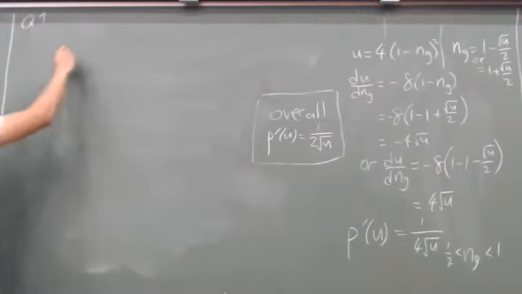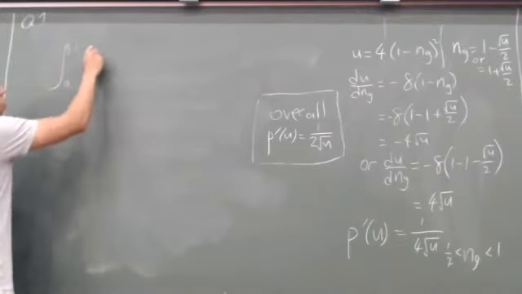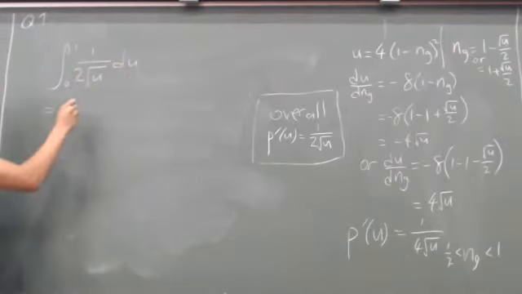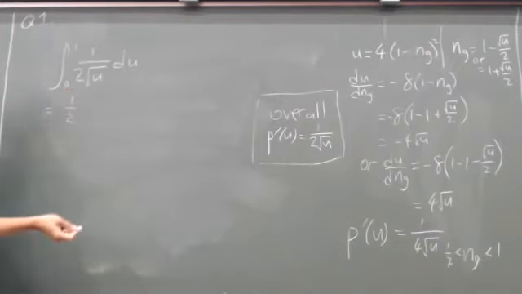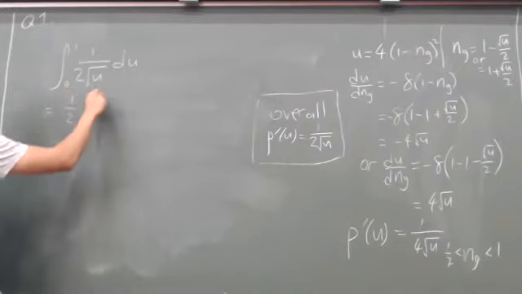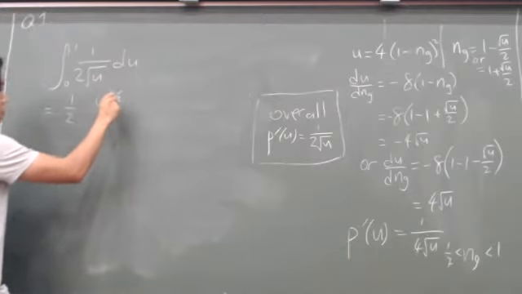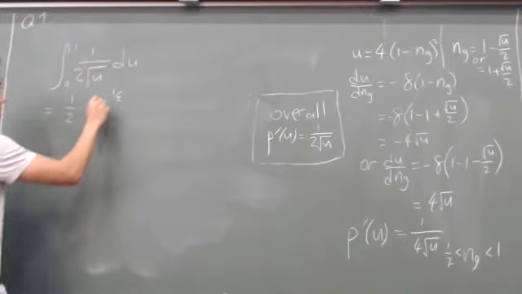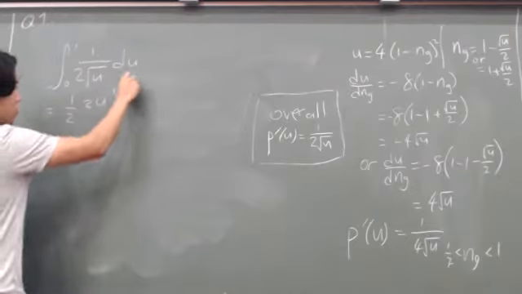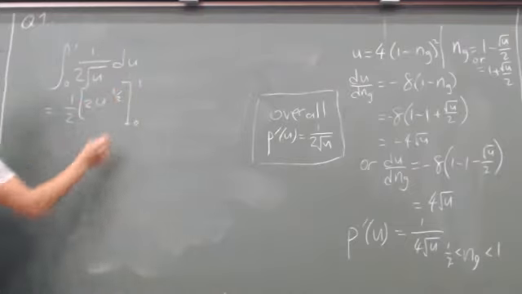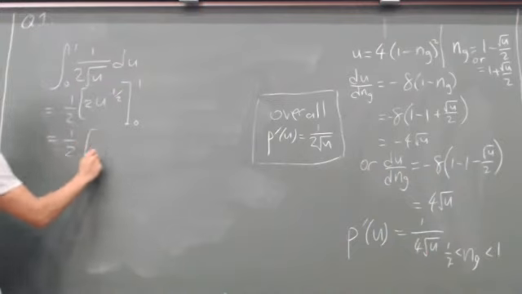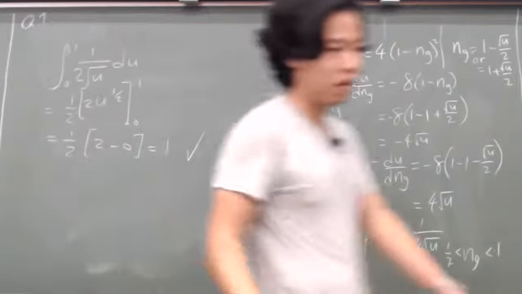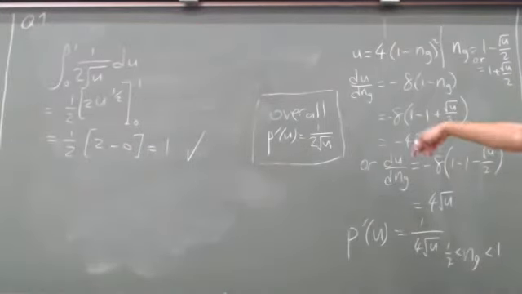We just check, does this integrate back to 1? So 1 over 2 root u du. Oh god, doing integrals by hand. This is u to the 3/2, times 1/2, times 2, between 0 and 1. So that's 1/2 of 2 minus 0, which is equal to 1. So we're all good, the normalization is fine. That tells us the rest of it should be okay.